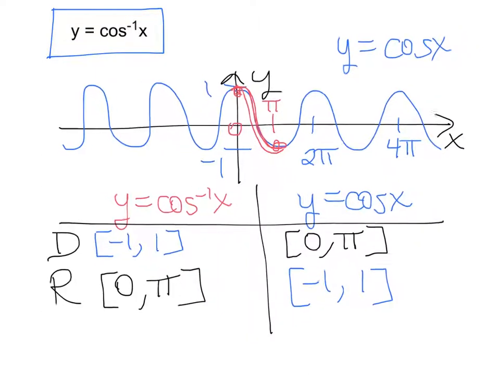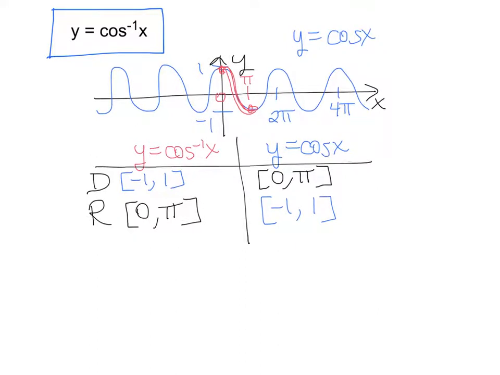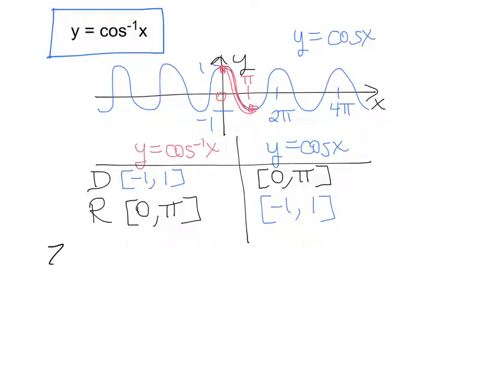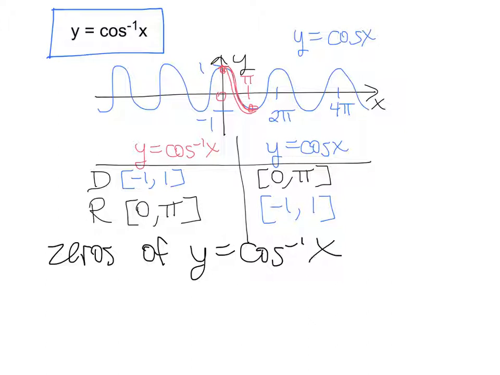And the last question that we might want to know about is, what about the zeros of y equals cos inverse of x? In order to think about zeros, you want to think about what value of x would give a 0 for y. What value for x would give a 0 for y? In other words, 0 is equal to cos inverse of x. But that's the same thing as saying cos of 0 is equal to x.